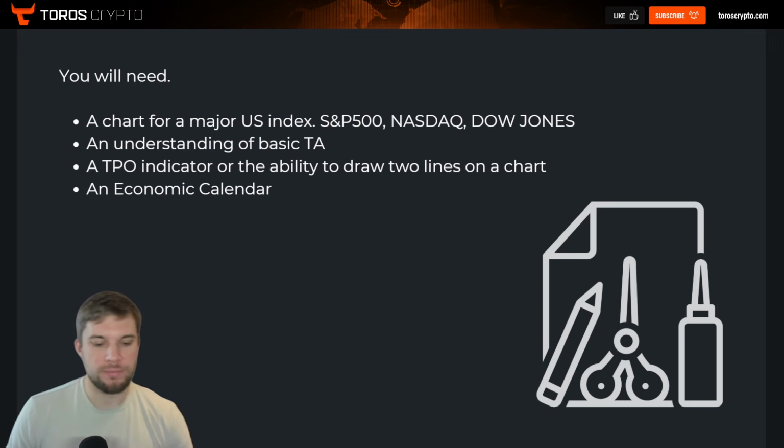The third thing you're going to need is a TPO indicator, or just the ability to draw two lines on a chart, or something that gives you some way to mark out your initial balance. And I'll show you that in just a second.